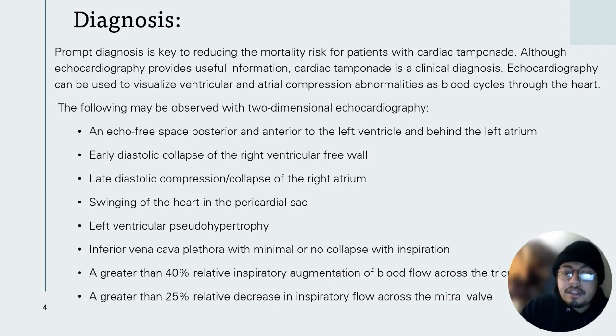A greater than 40% relative inspiratory augmentation of the blood flow across the tricuspid valve, and then a greater than 25% relative decrease in inspiratory flow across the mitral valve. So then you have these differences in flow percentages for each of the valves, the mitral and the tricuspid.